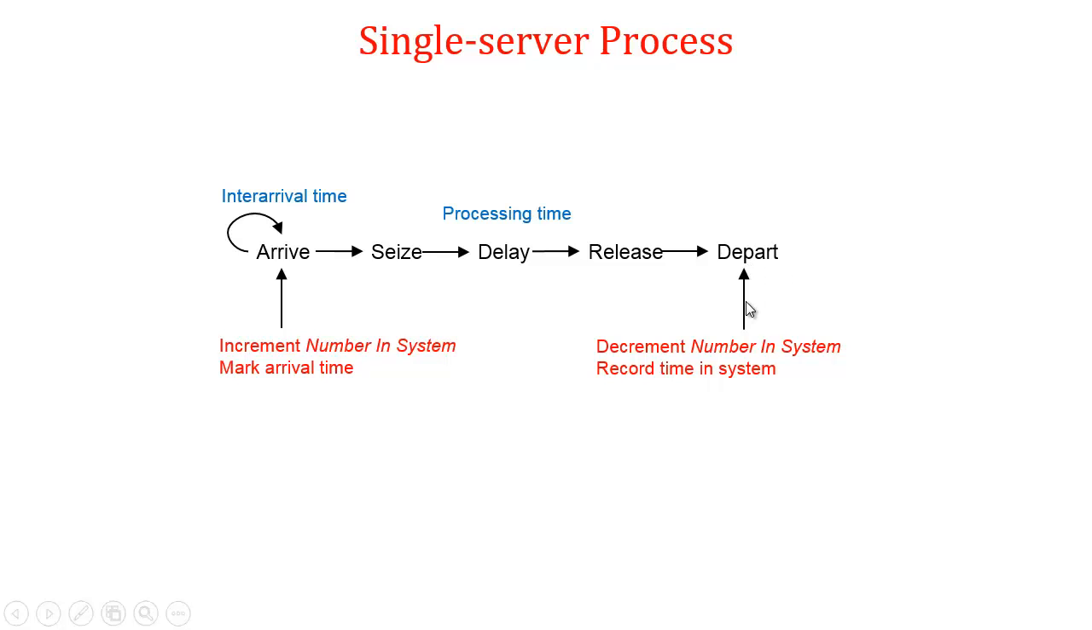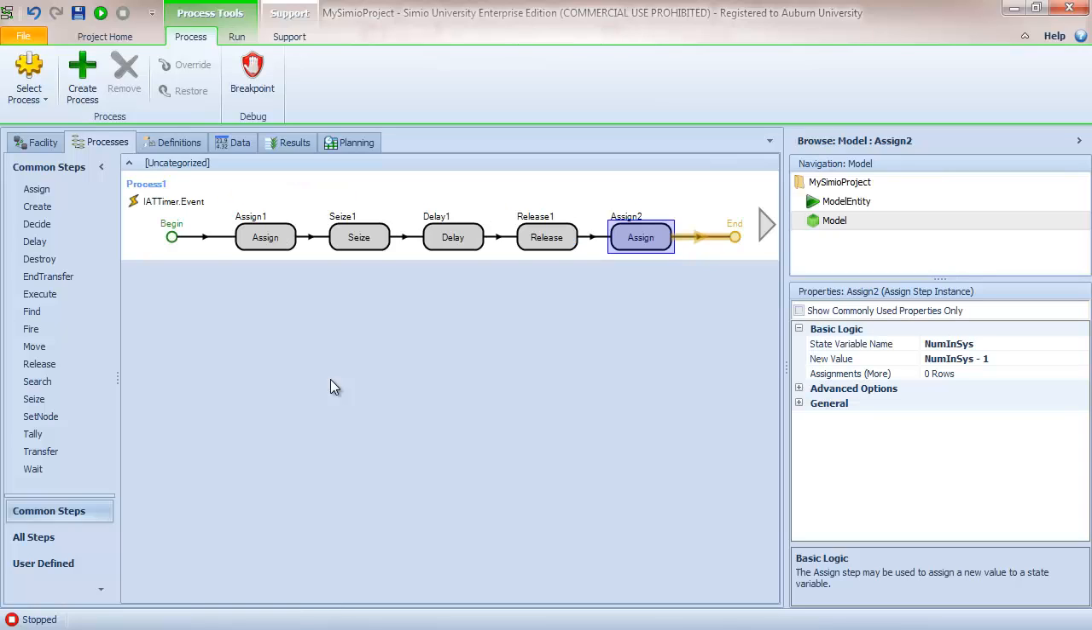Then when the entity departs, we simply record the time in system, which will be the current simulated time minus the time that the entity arrived. And so note the difference here, or one of the differences here, is that we can't use a model state. We can't use a model variable because in this context, each entity or each token in the context of a process has its own arrival time.